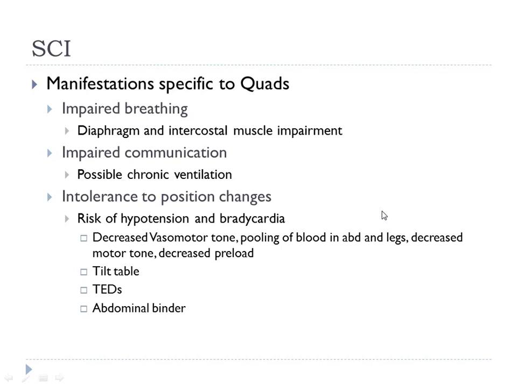We can do things to help prevent this. We can basically have the body practicing. So the tilt table. The tilt table is what it sounds like. It's a table and it will tilt and it changes the patient's position. And we can help kind of get the patient's body used to changes in positions.